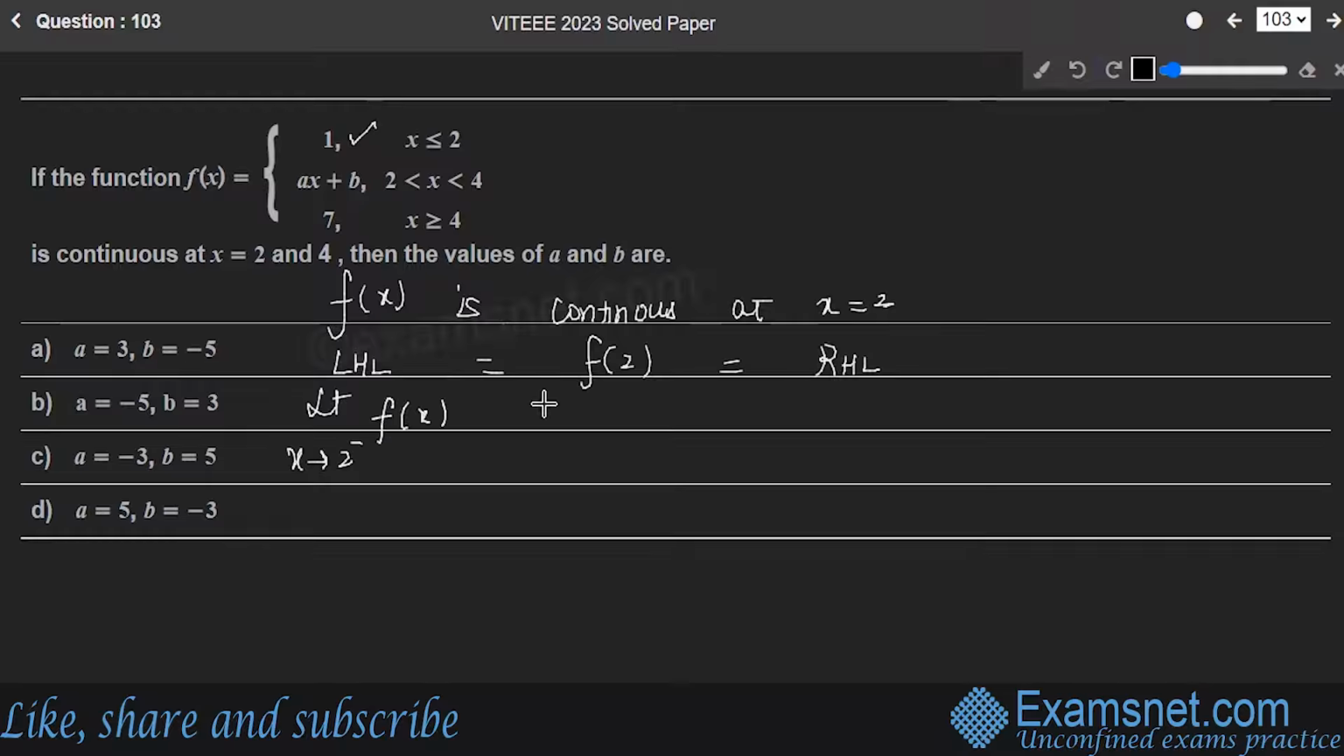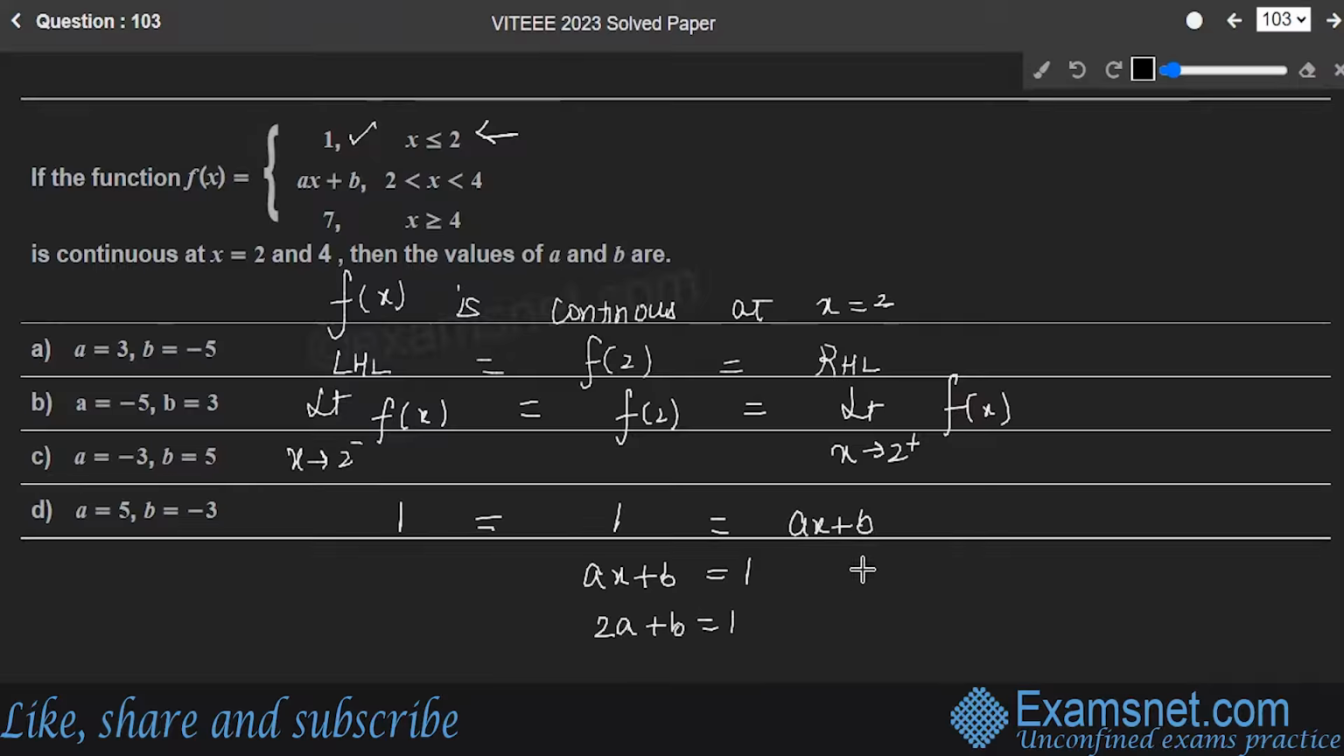Okay, f of x is equal to f of 2, that's equal to the limit as x approaches 2 plus of f(x). Now this is equal to 1 for 2 minus, and f of 2 is again 1, because according to this, x is equal to 2 gives the value 1, and for 2 plus this is given by ax plus b. So that means ax plus b is equal to 1, and x is equal to, sorry, x is equal to 2, so you have 2a plus b is equal to 1.